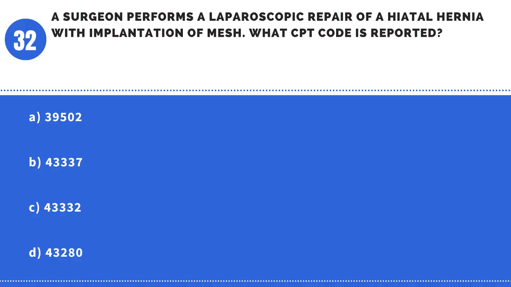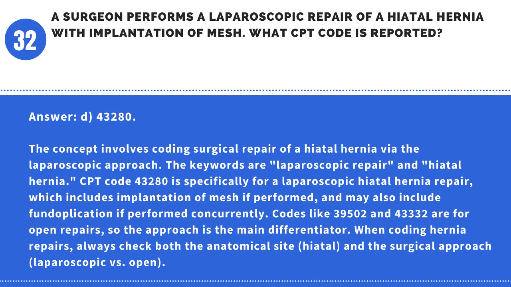Question 32. A surgeon performs a laparoscopic repair of a hiatal hernia with implantation of mesh. What CPT code is reported? A. 39502. B. 43337. C. 43332. D. 43280. Answer D.